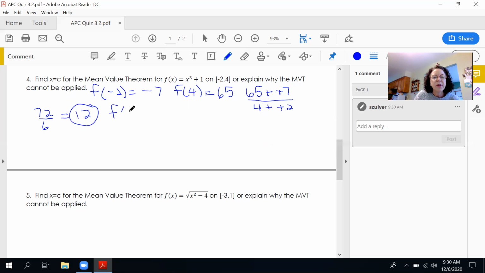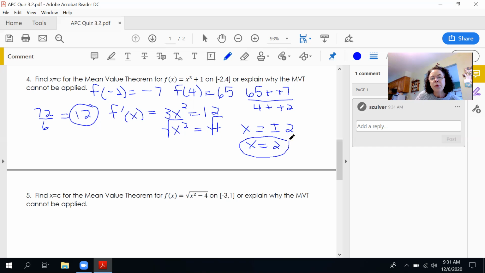And somewhere the derivative is equal to that. Let's take the derivative. That would be 3x squared. And when we set it equal to 12, and we divide both sides by 3, we get x squared equals 4. And when we take the square root, we get x equals, and we won't forget our plus or minus 2. Now, technically, the answer is just x equals 2, because derivatives only occur on an open interval, right?